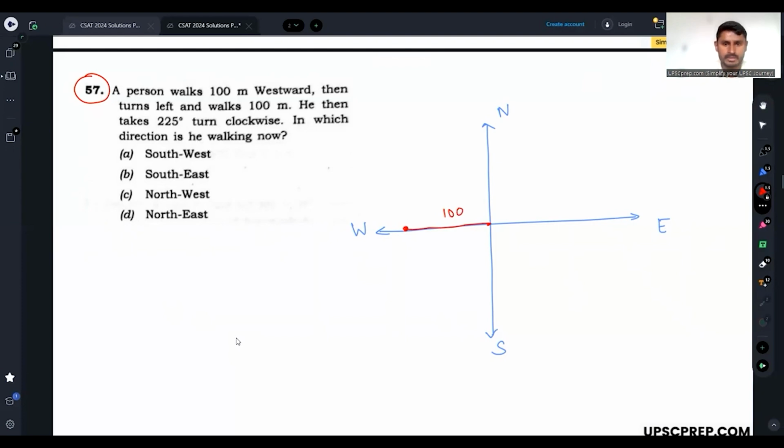Okay. Then he turns left. Now he is facing in this direction, so for him left will be this. And walks 100 meters, which means he came till here. Let's say this is again 100 meters. Now he is facing in this direction, right? Then he takes a 225-degree turn clockwise. Okay. Now he is facing in this direction, guys. In this arrow direction the person is facing, and we have to take a turn clockwise, 225 degrees.